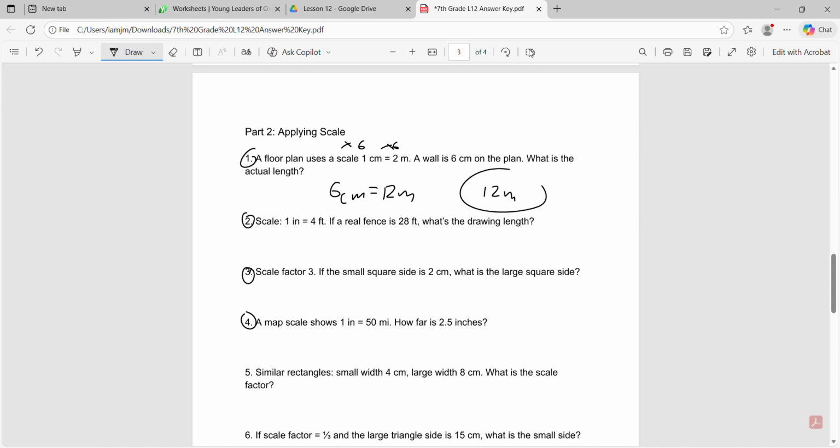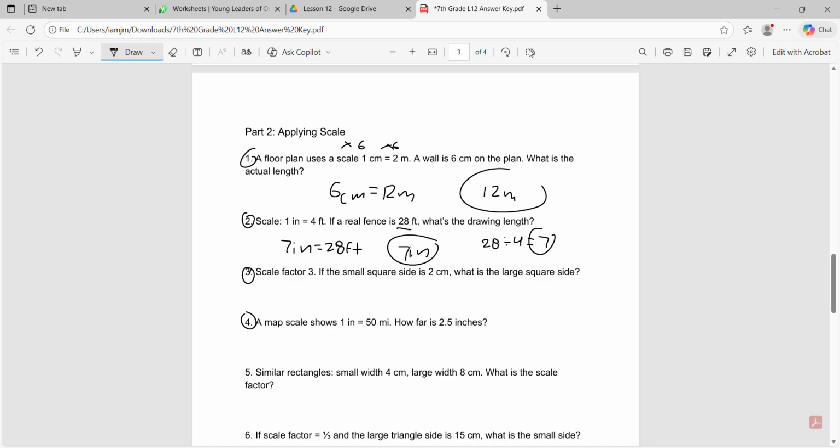Number 2. Scale 1 inch is equal to 4 feet. If the real fence is 28 feet, what is the drawing length? So divide 28 by 4, and you get 7. Multiply 7 to both sides. 7 inches equals 28 feet. The drawing length of 28 feet is 7 inches.